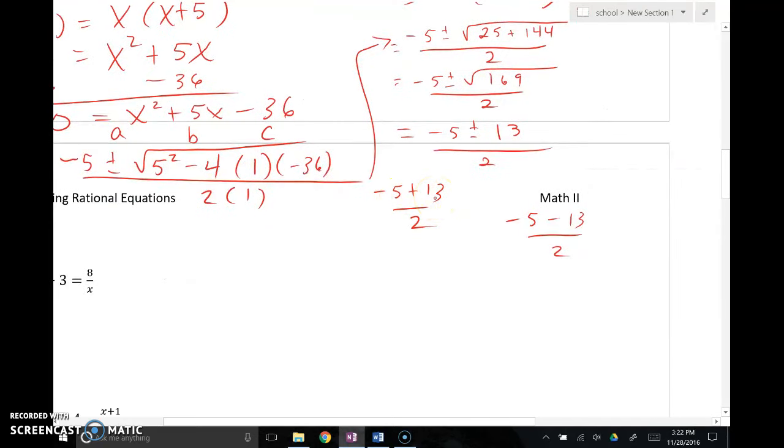-5 plus 13 is 8. 8 divided by 2 is 4. -5 minus 13 is -18. -18 divided by 2 is -9. So my two answers are 4 and -9. Neither of those are -5, so these are my answers for that quadratic equation.